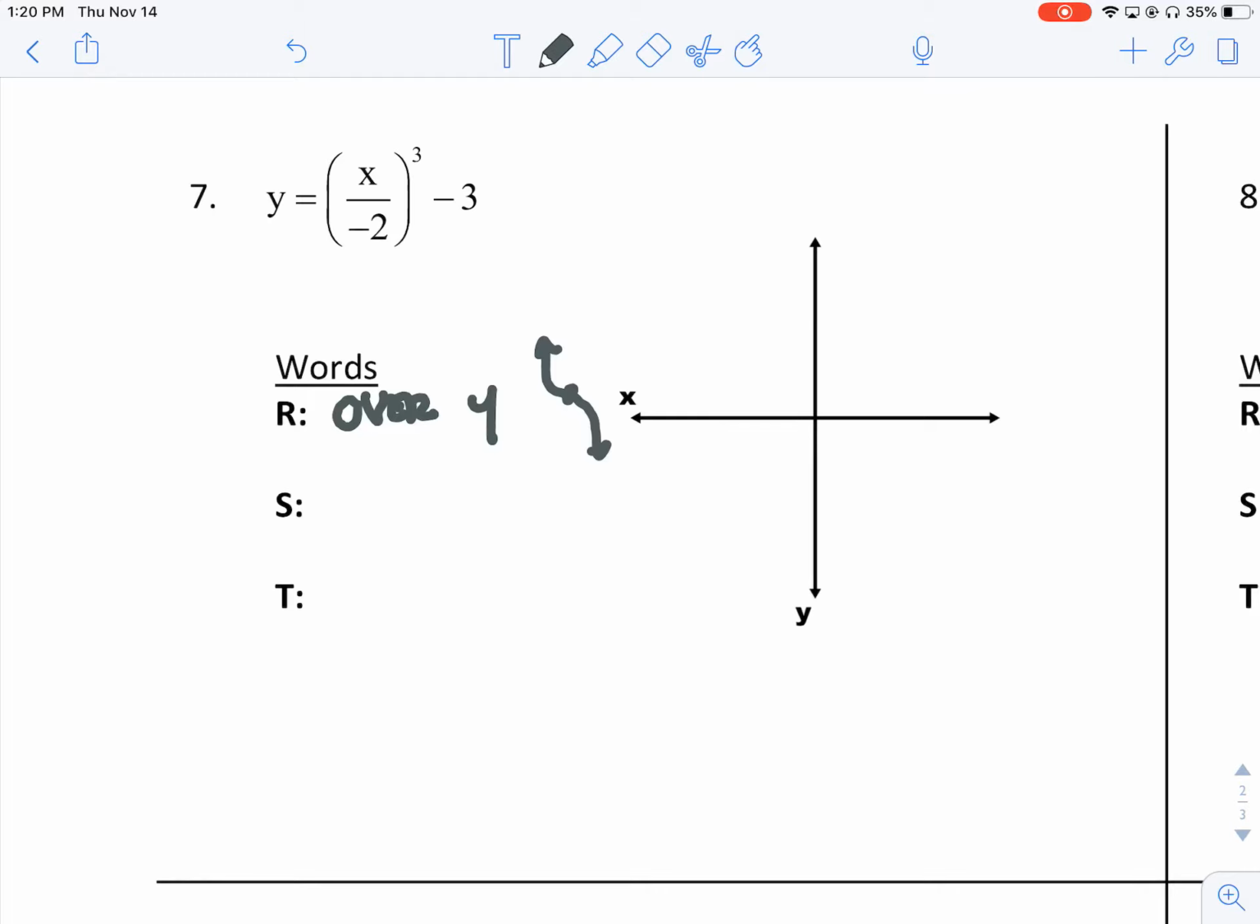Scale change, there's a divide on the horizontal, so in this case it is a horizontal divide, divide stretch, horizontal stretch by 2. And the translation, it does not move right or left, but it does move down 3. So the vertex is 0, -3.